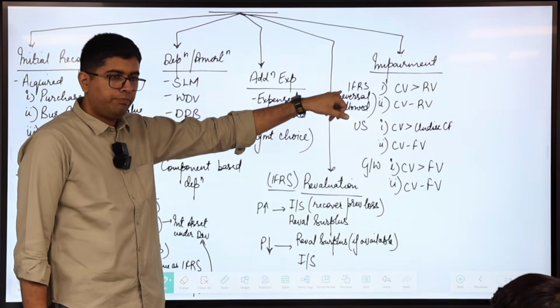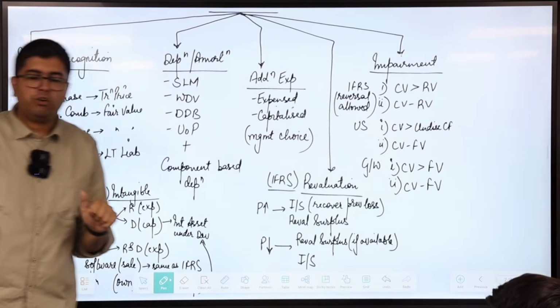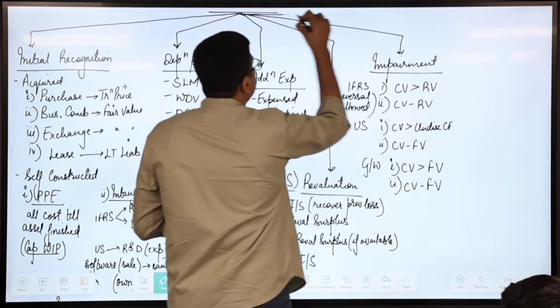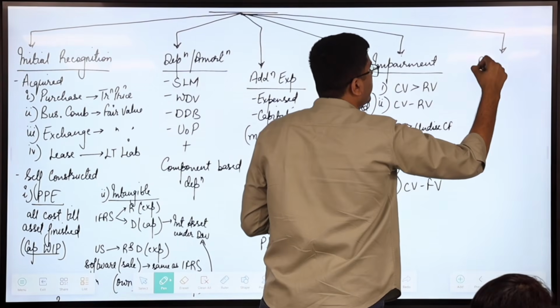And this is a common theme. You will see this theme in inventory also and here also. Last discussion we have of this chapter is derecognition.